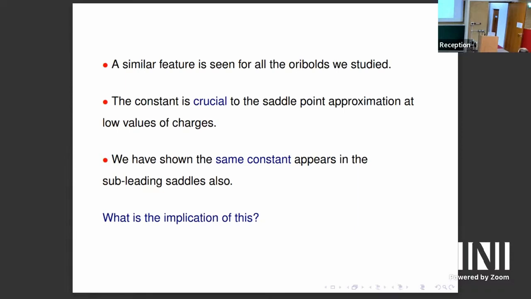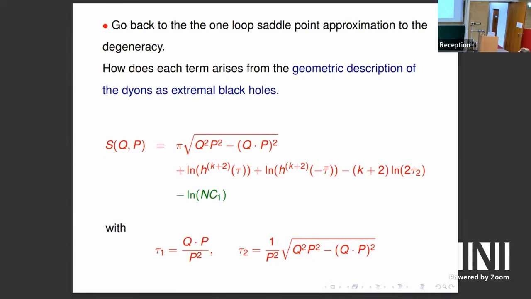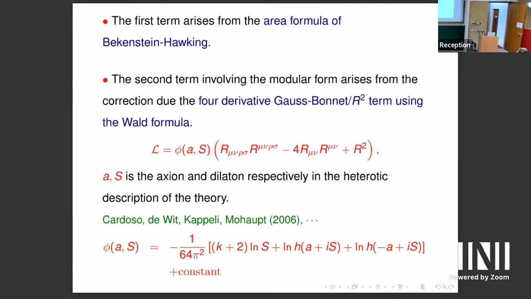And what are the implications of this? Let's go back to the saddle point approximation and see how it compares geometrically. This is of course the area, and this is known to come from the R squared correction. The first term arises from the area formula. The second term involves the modular form, which is basically the Gauss-Bonnet or R squared term, the correction to the Wald entropy.